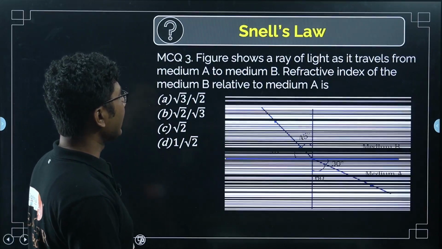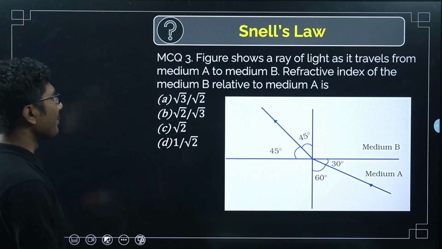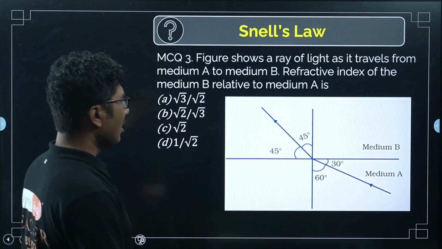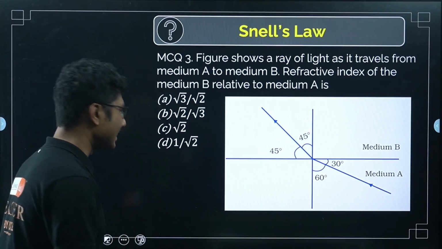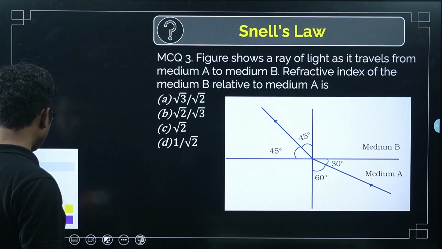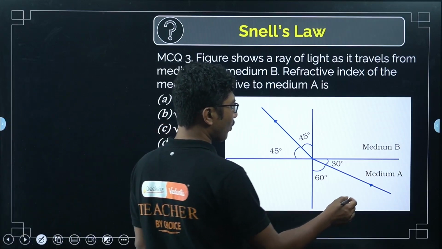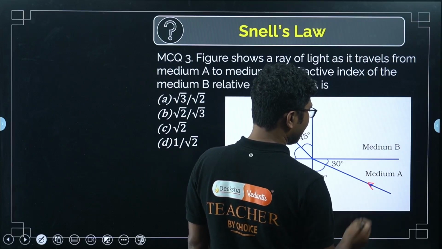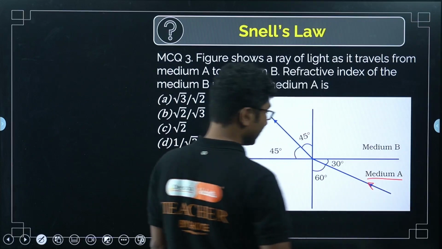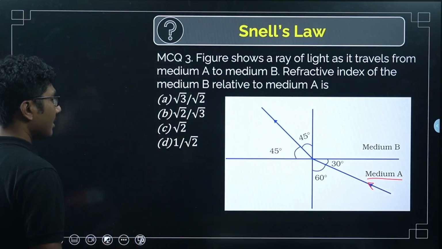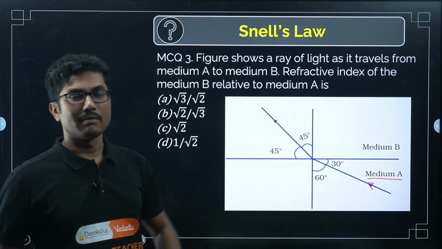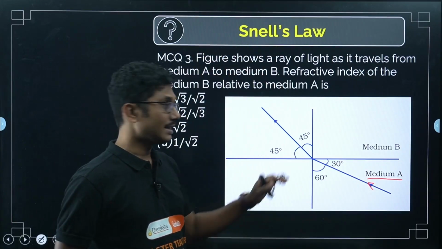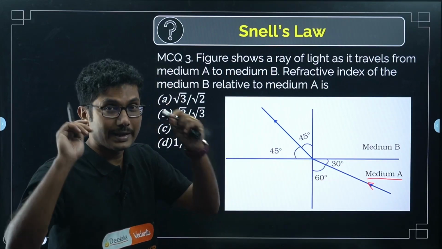A figure shows a ray of light as it travels from medium A to medium B. The refractive index of medium B relative to medium A is? So what is this figure about? This is medium A, the first medium. Generally, whenever we see an image, the top part is medium 1 and the bottom part is medium 2. But in this case, they have reversed it. So you have to be careful.